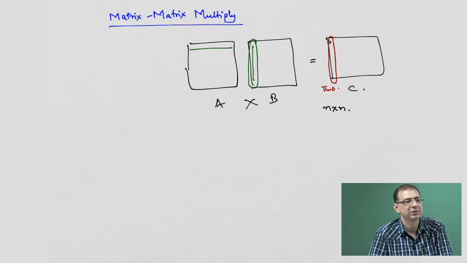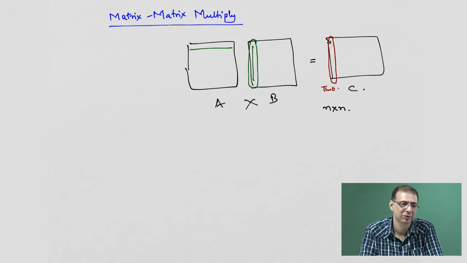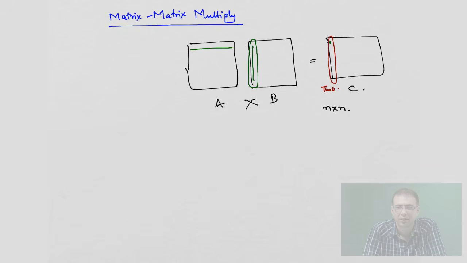How do you write an efficient matrix transpose? That's another interesting problem, but we won't go there right now. What else?